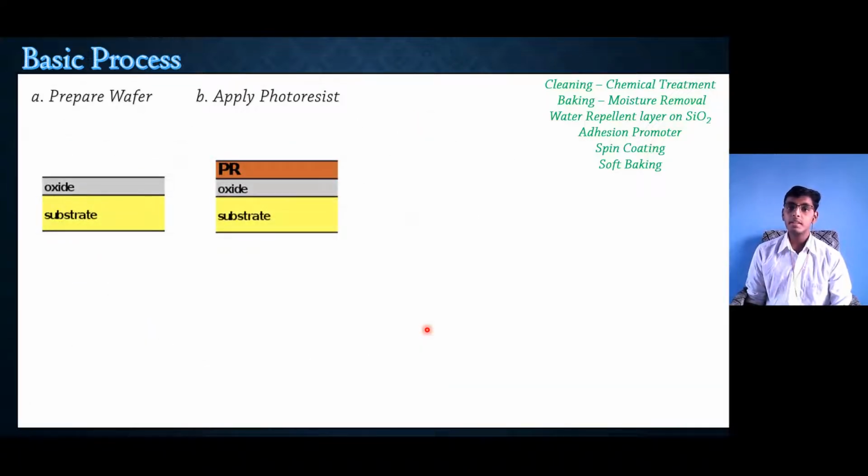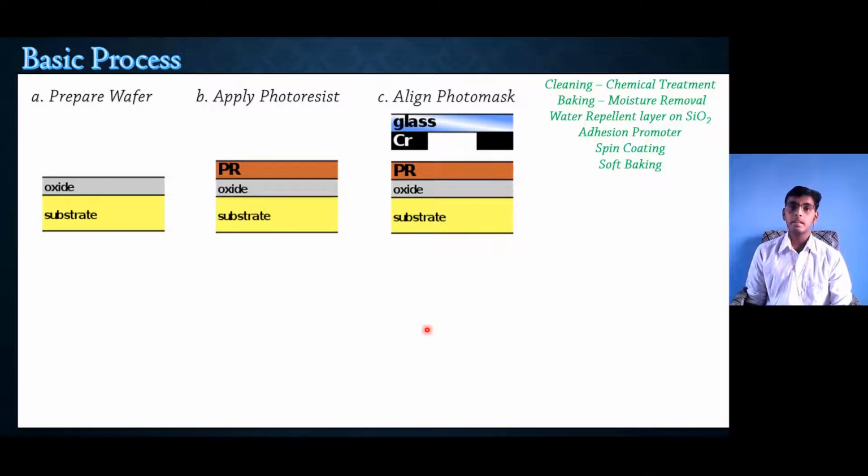So the next process is to align the photomask. In the process of aligning the photomask, we first need to prepare this photomask. So how do we prepare it? The photomask consists of glass as a substrate. In general, we use quartz, and then we print our chromium metal based circuit onto this glass.